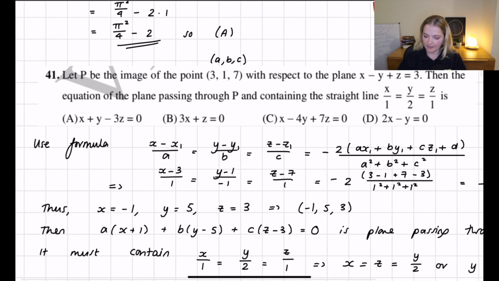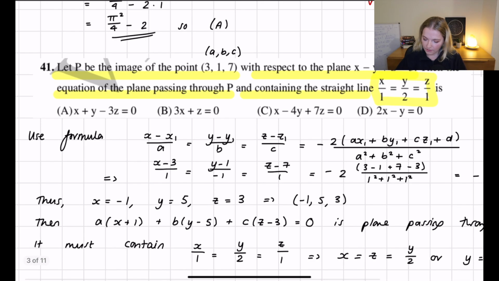So it says, let P be the image of the point (3, 1, 7) with respect to this plane, and then it says that the equation of the plane passing through P, which is the point we've just described, and containing this straight line here, is given by one of these here. So it's our task to find the equation of the plane that passes through the point given in the question and also contains this straight line.